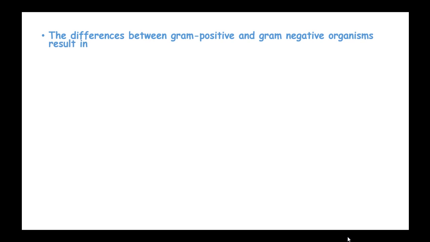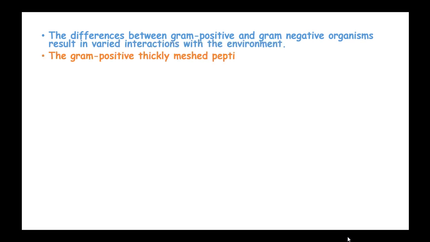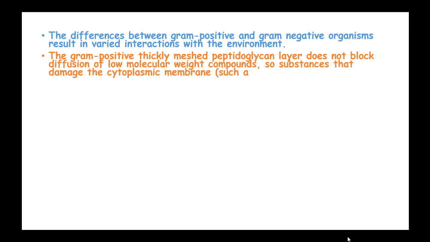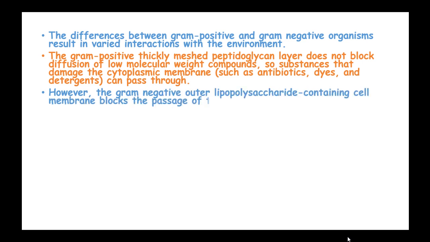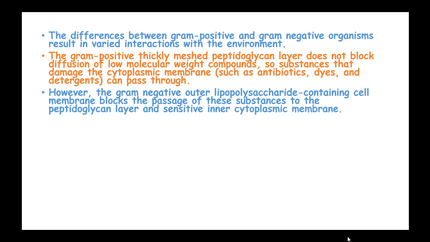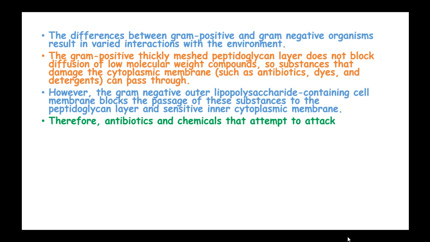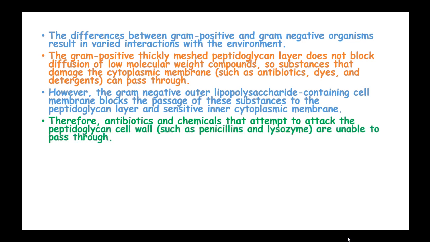LPS. The differences between gram-positive and gram-negative organisms result in variable interactions with the environment. The gram-positive thickly meshed peptidoglycan layer does not block diffusion of low molecular weight compounds, so substances which damage cytoplasmic membranes such as antibiotics and detergents can pass through. However, the gram-negative outer lipopolysaccharide-containing cell membrane blocks the passage of these substances to the peptidoglycan layer and a sensitive inner cytoplasmic membrane. Therefore, antibiotics and chemicals that attempt to attack the peptidoglycan cell walls such as penicillin and lysozymes are unable to pass through.